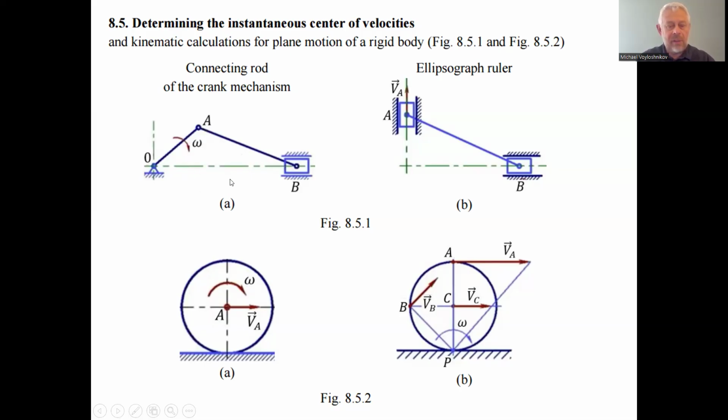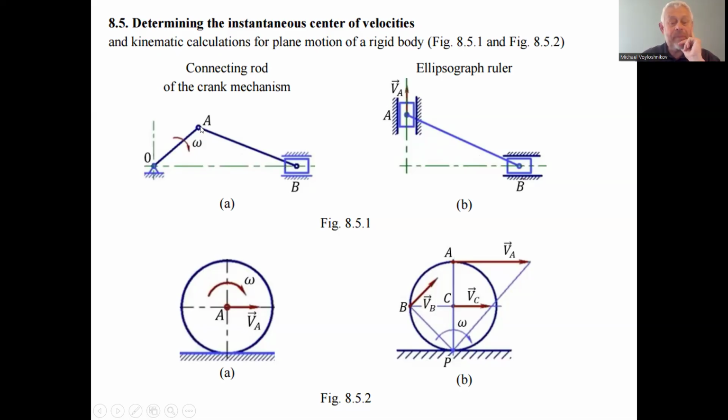The concept of the instantaneous center of velocities can be used for this one segment, the crank or the connecting rod AB and the slider, or two sliders with the connecting rod. We have to find here the instantaneous center of the velocities. For example, for the crank, the center of velocities is O, the hinge.